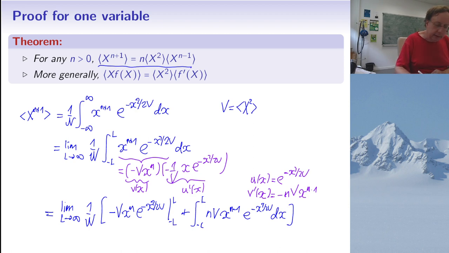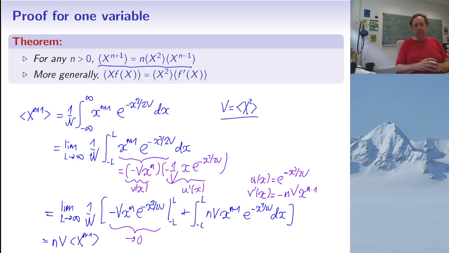And now the observation is that the first term here, as l goes to infinity, will actually go to zero because the exponential dominates the polynomial term. And the other term will converge to n times v times the expectation of x to the n minus 1. So the result is that I get n times v times the expectation of x to the n minus 1, and v being equal to the expectation of x squared, I have shown my result. Now actually it's not hard to see that this can be generalized to any function f which does not grow too fast. So the expectation of x times f of x will be equal to the variance times the expectation of the derivative of f.